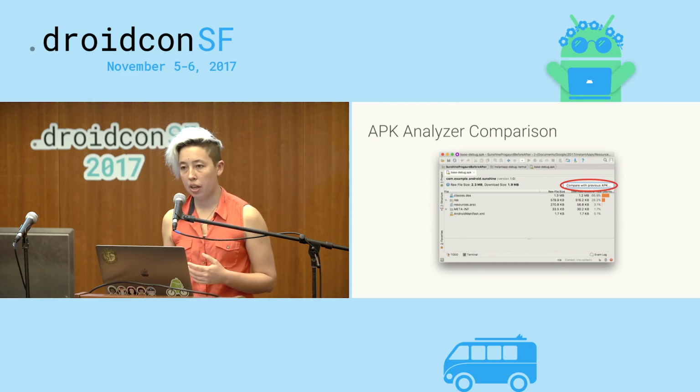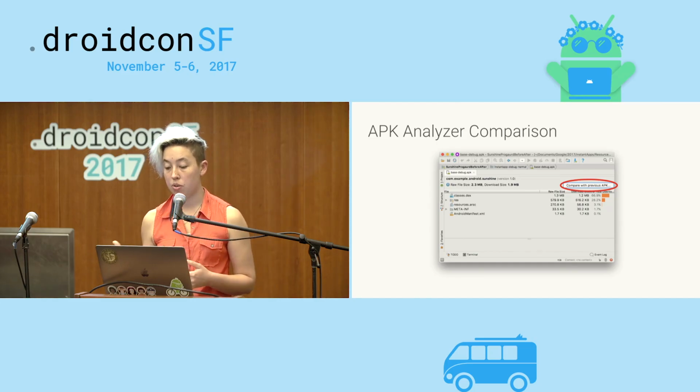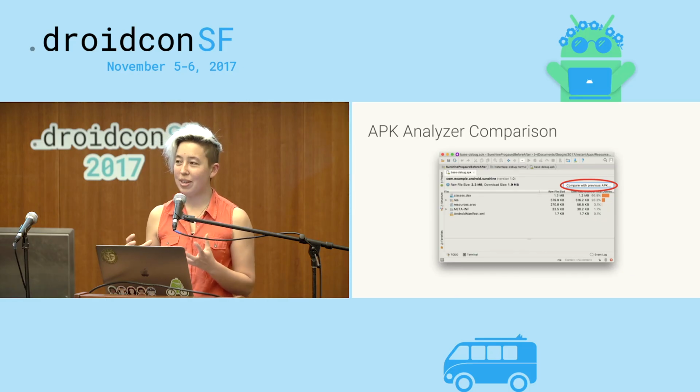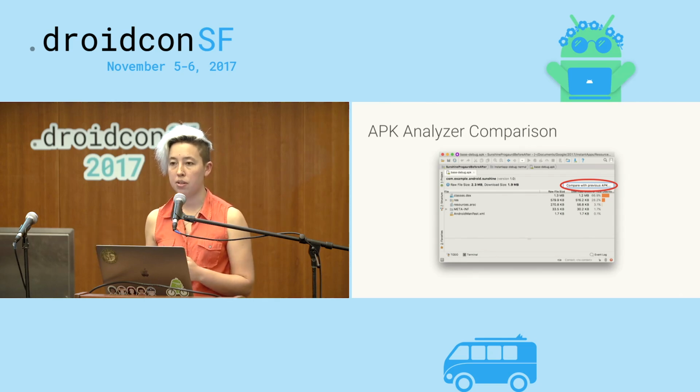Okay, another thing that I found really useful as I was shrinking things down was to use the compare with previous APK functionality that the APK Analyzer has. So I had this folder off on the side where I was saving time-stamped older APKs and doing comparisons to see if I was actually shrinking things down or getting regressions as I was doing these different steps.